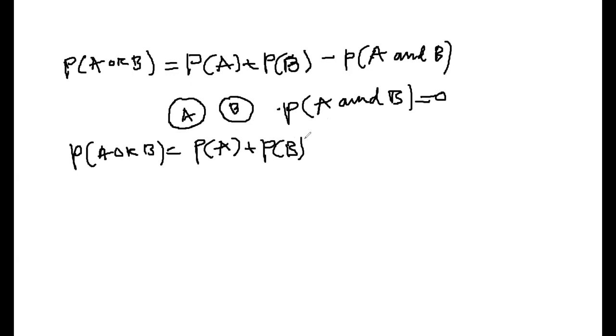So A does not depend on B, or the other way around. B does not depend on A. So they call it independent or mutually exclusive.